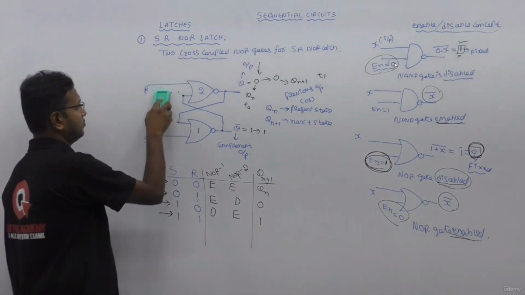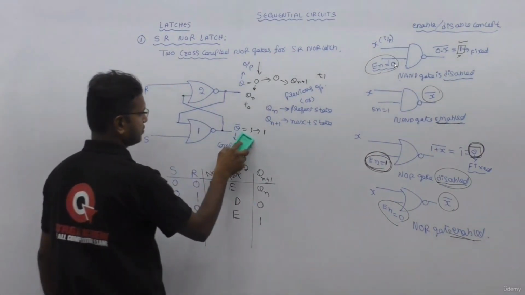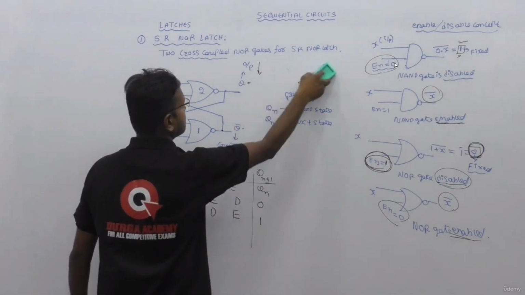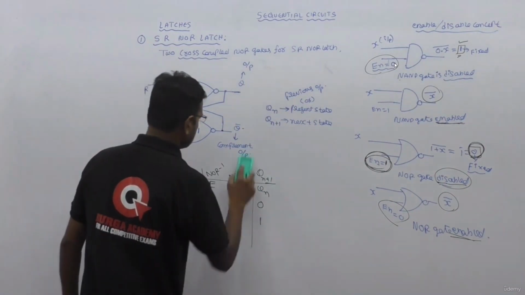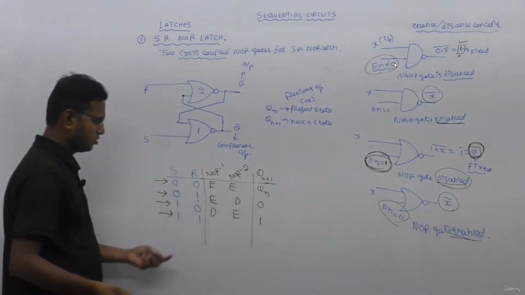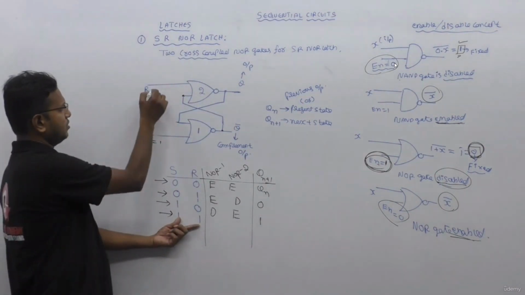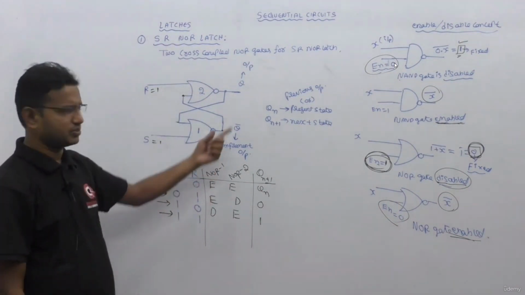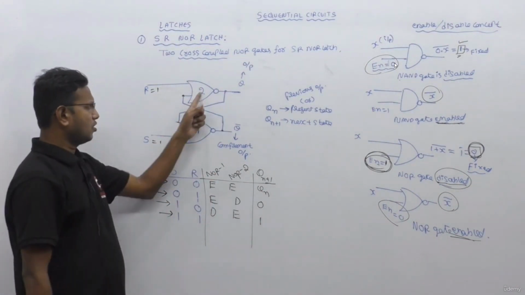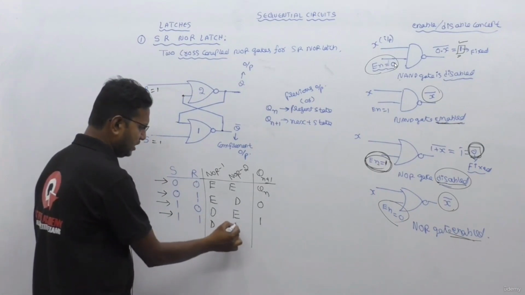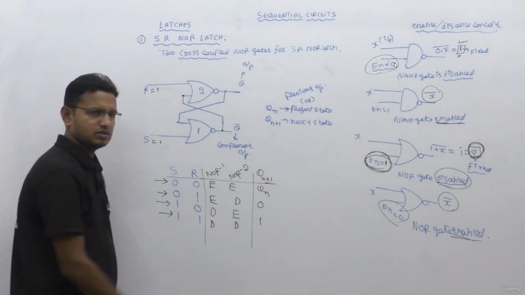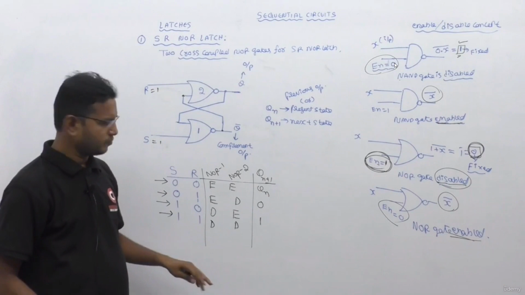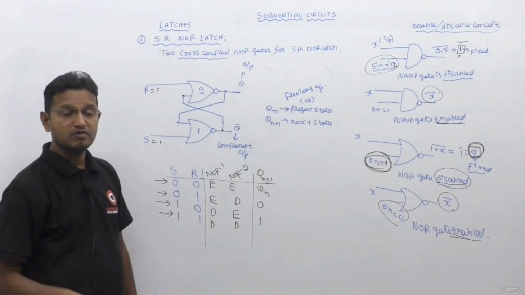what will happen to the next value, qn plus 1? I am just erasing this. Now s equal to 1, r equal to 1. qn can be anything, the previous state. NOR gate 1 and NOR gate 2 will blindly become disabled. You can just say that. So qn plus 1 will be what?